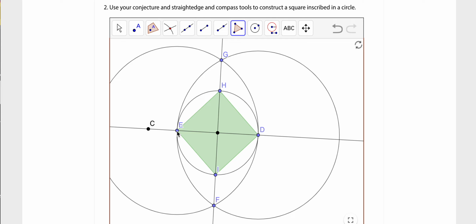All right, thanks so much for joining me. I hope this clarified how to create a square and a square inscribed in a circle.